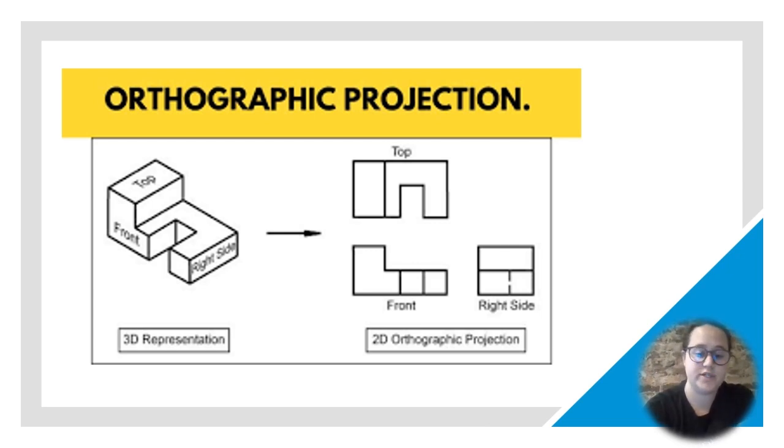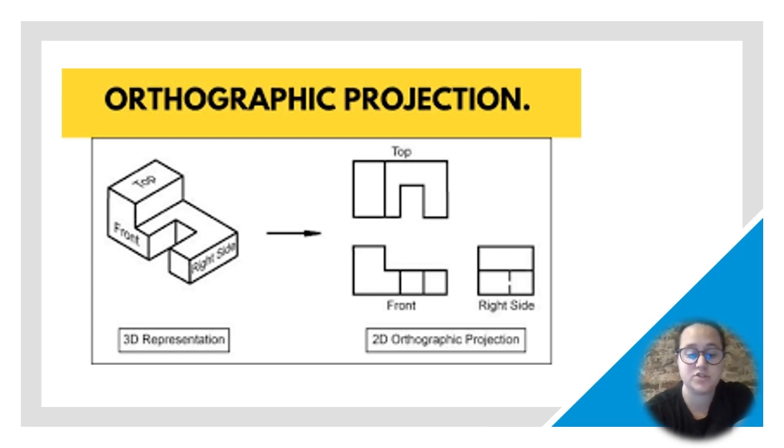Drawing 3D objects with 2D views is also known as orthographic projection, which we have covered before. On the left-hand side, we see a 3D representation of the object in question. And on the right-hand side, we have the orthographic projection, which consists of a top view, a front view, and a right side view. This part of the chapter you have covered before, starting from grade 8, and hopefully you still remember this. But this is not where our topic ends.